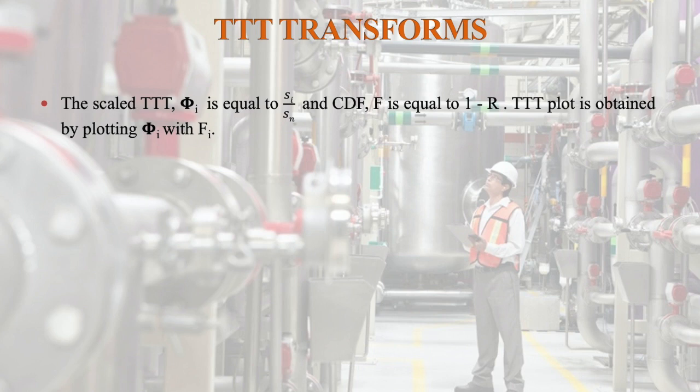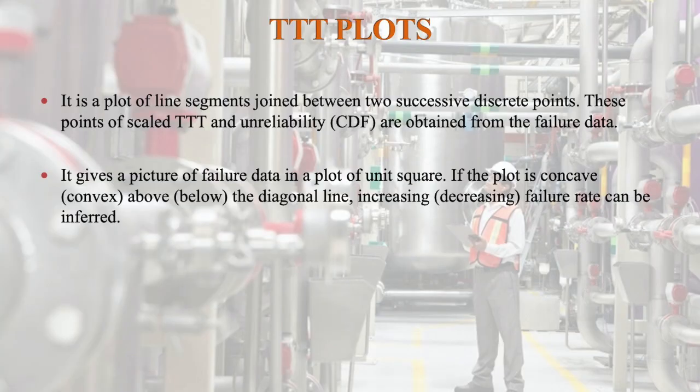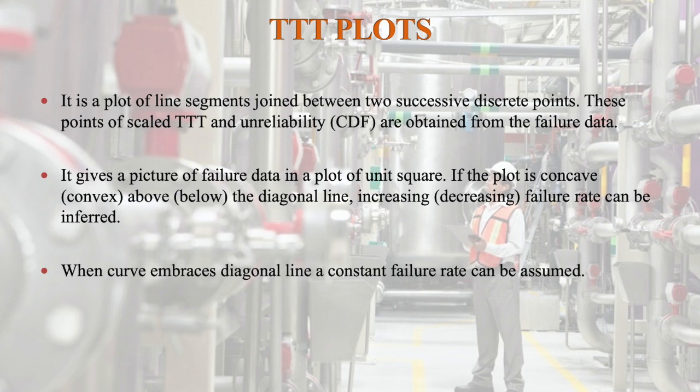So TTT plots are plots of line segments joined between two successive discrete points. These points of scaled TTT and unreliability (CDF) are obtained from the failure data. It gives a picture of failure data in a plot of unit square. If the plot is concave or convex above or below the diagonal line, an increasing failure rate can be inferred. When the curve embraces the diagonal line, a constant failure rate can be assumed.